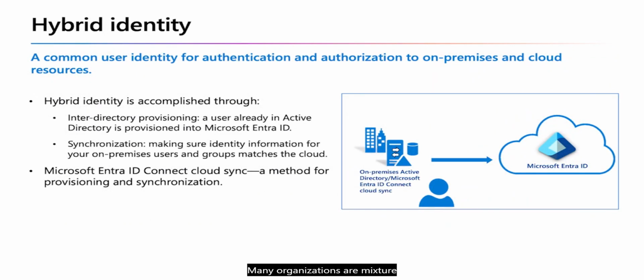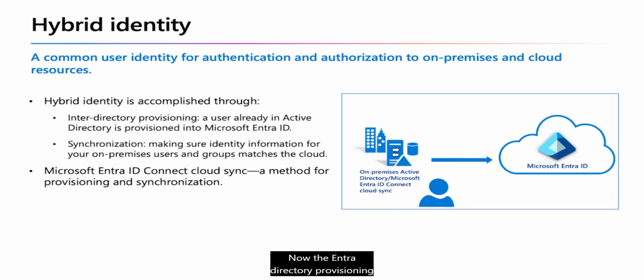Many organizations are a mixture of both cloud and on-prem applications. Microsoft Identity solutions span on-prem and cloud-based capabilities. These solutions create a common user identity for authentication and also authorization to all resources, regardless of location, and we call this hybrid identity. Hybrid identity is accomplished through provisioning and synchronization.